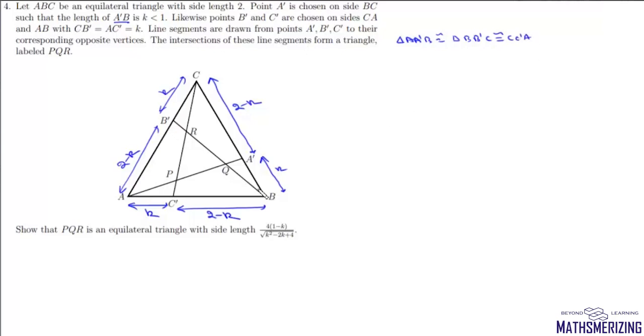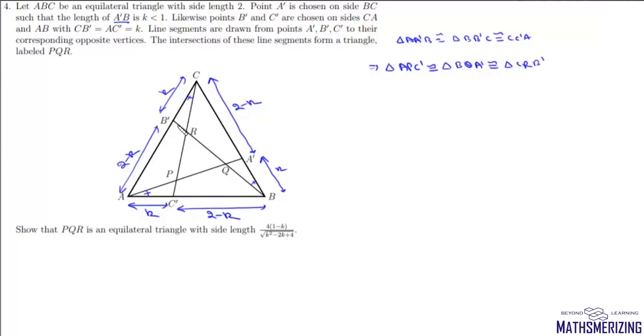So if these three triangles are congruent, it simply means these angles are equal. And if these angles are equal and the length of these sides is k, then from here we can also say that triangle APC' is congruent to triangle BQA' is congruent to triangle CRB'. So these three triangles are congruent.